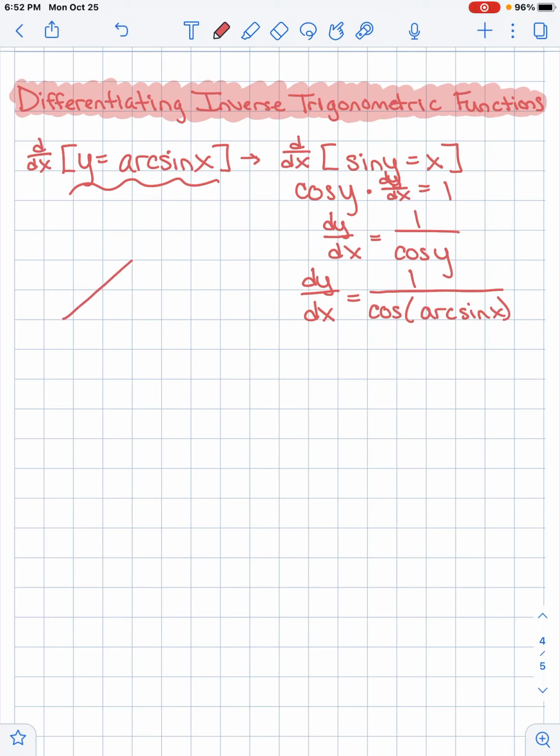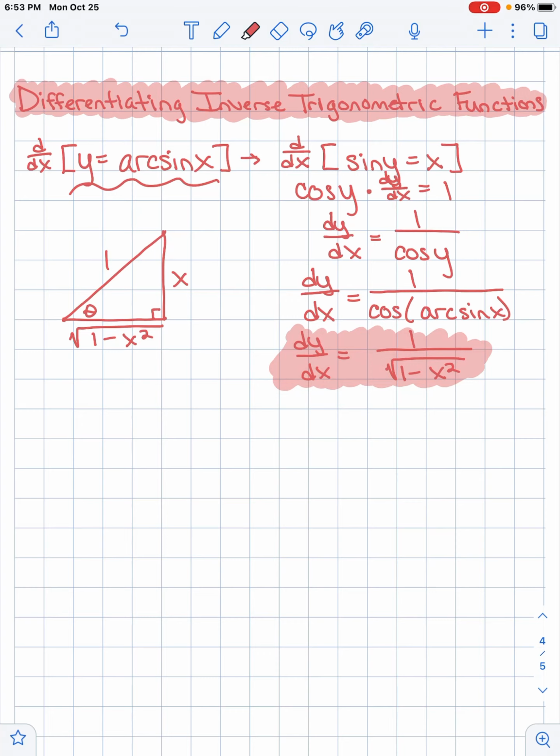So let's draw in a right triangle here. I know that the sine of some angle is x, that's opposite over hypotenuse, and this side will be the square root of 1 minus x squared. So if I find the cosine of that angle, that's adjacent over hypotenuse, I have just determined that the derivative of arcsine x is always going to be 1 over the cosine, which is the square root of 1 minus x squared. That's pretty straightforward so far. So that's the derivative of arcsine x.